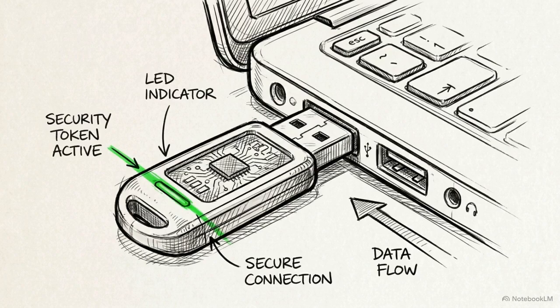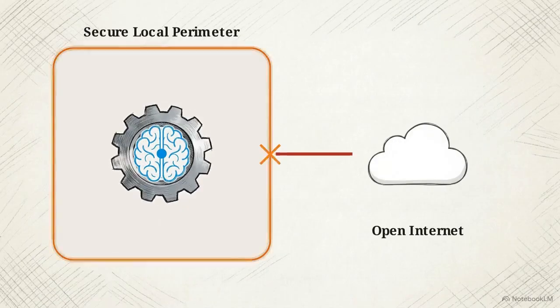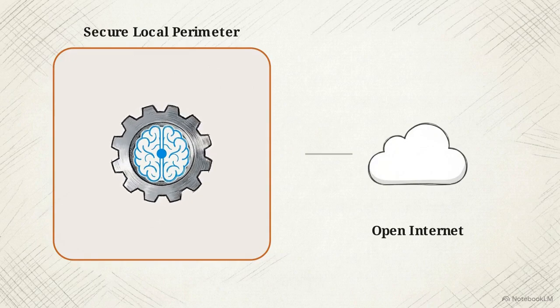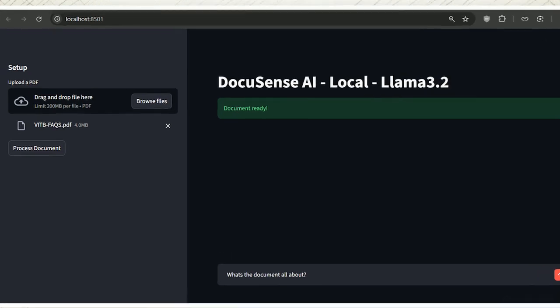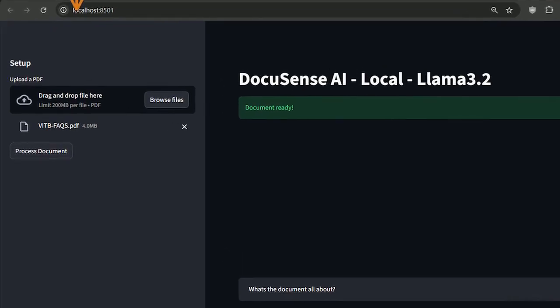To eliminate this risk, the architecture has to pivot. The AI generation engine must be completely decoupled from the open internet. This is DocuSense AI. As we can see on this interface, the system is a 100% locally executed retrieval augmented generation, or RAG, system. The URL bar confirms it is running securely on localhost port 8501, utilizing a local Llama 3.2 engine. This localized stack operates on three distinct pillars.